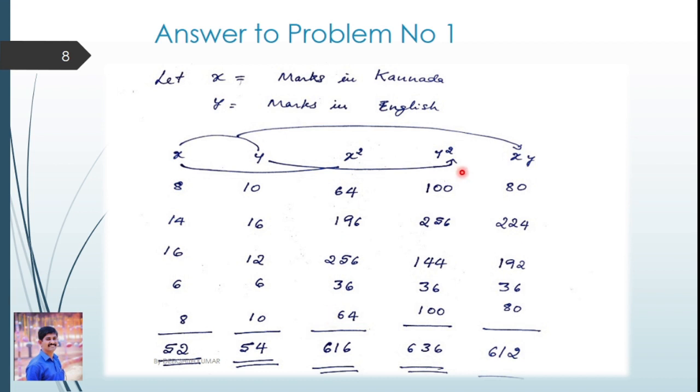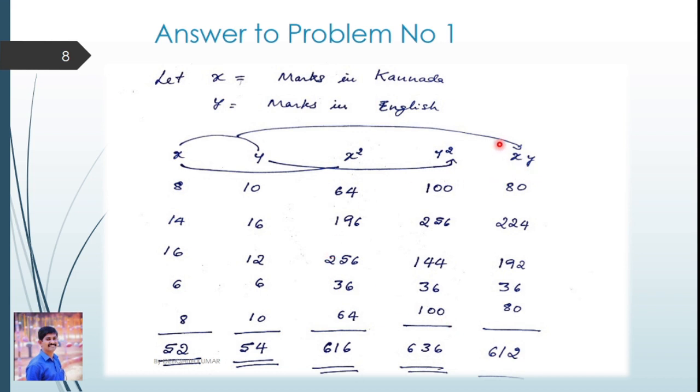Next, y square, that is y into y. 10 into 10, 100. 16 into 16, 256. 12 into 12, 144. 6 into 6, 36. 10 into 10, 100.